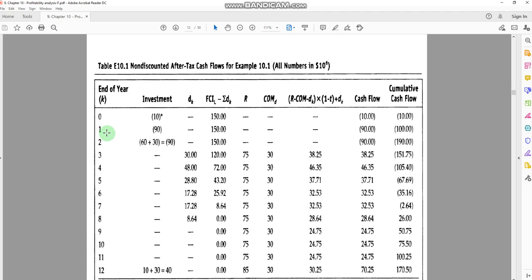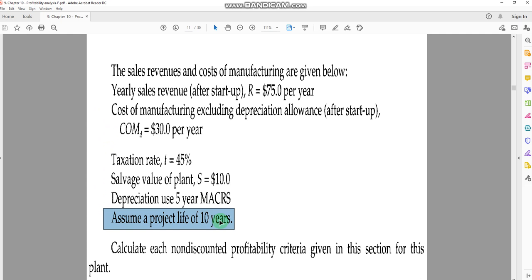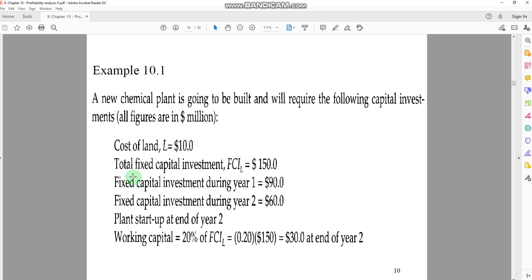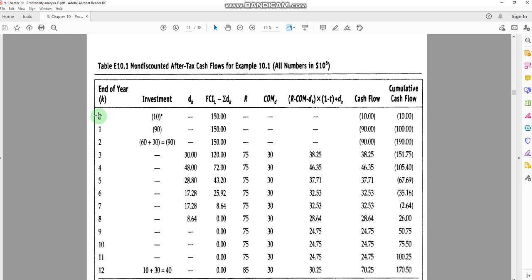The total lifetime of the project is 10 years, and 2 years we need for the building of the plant. Here you can see the fixed capital investment during the first year, the fixed capital investment in the second year, and the plant can start at the end of year 2. At year zero we purchased the land for $10 million. Then in year one we spent $90 million, and then in year two we spent $60 million, and then again we spent $30 million at the end of year two, which is the working capital.